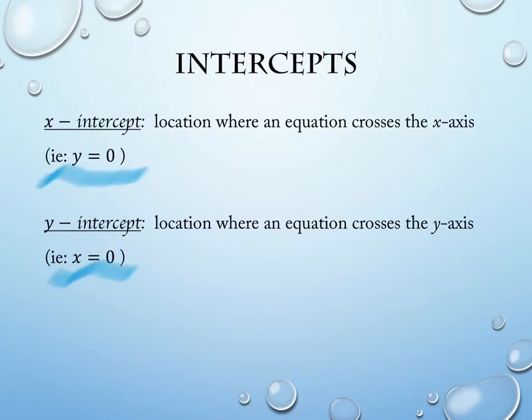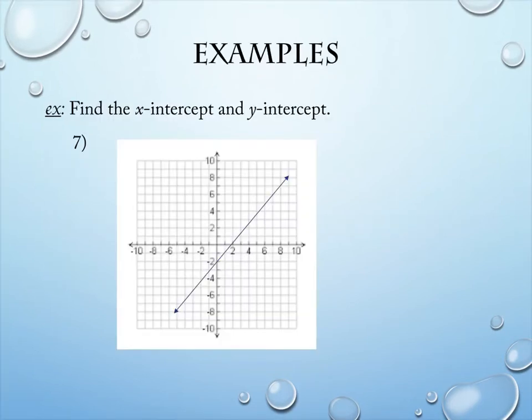If I'm trying to find x-intercepts, I let y equal 0. If I'm trying to find y-intercepts, I let x equal 0. I always take the other variable and make it 0 to find it. That's how I think about it. So we can actually look at a graph and determine what the x and the y-intercepts are.